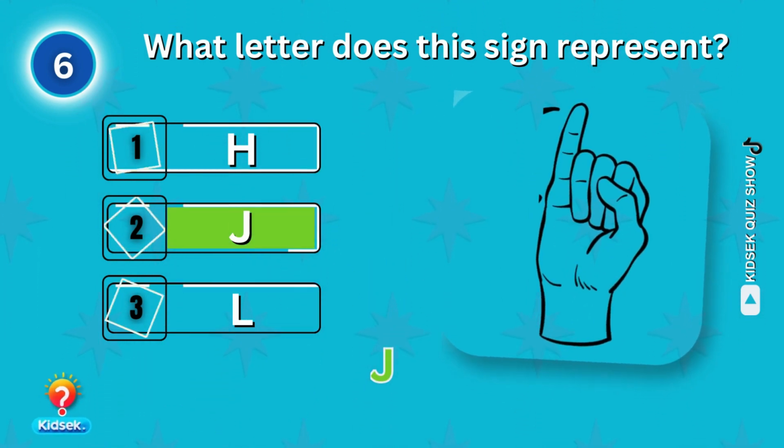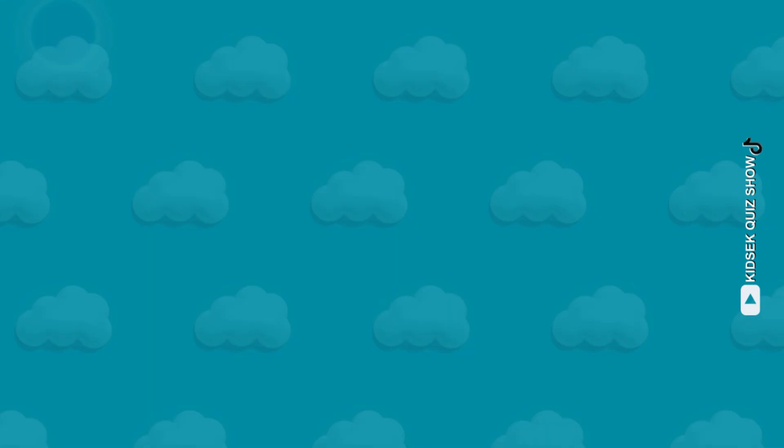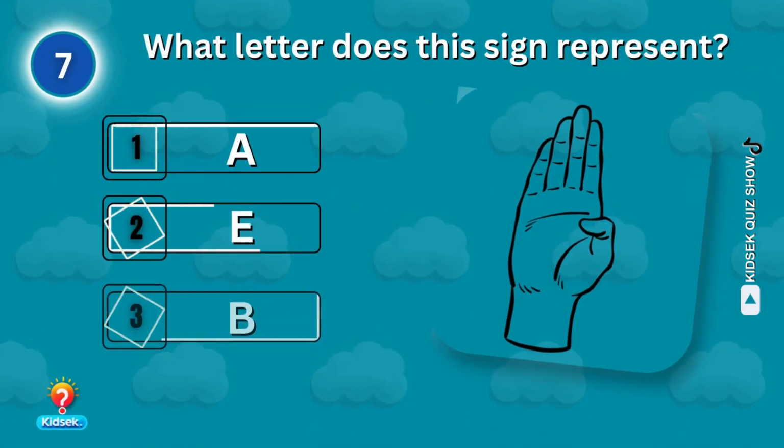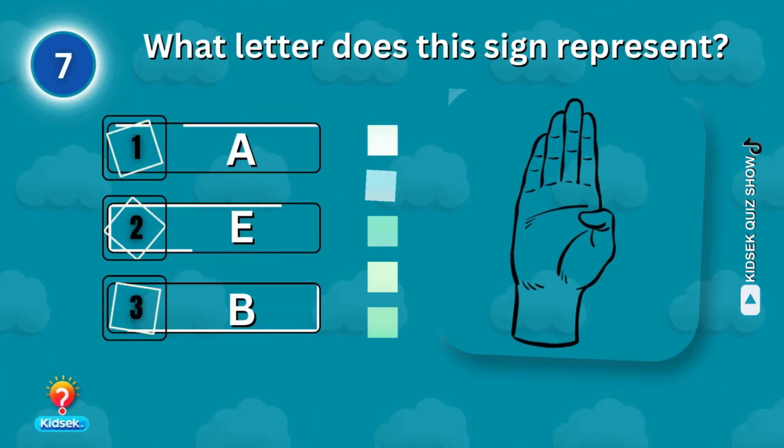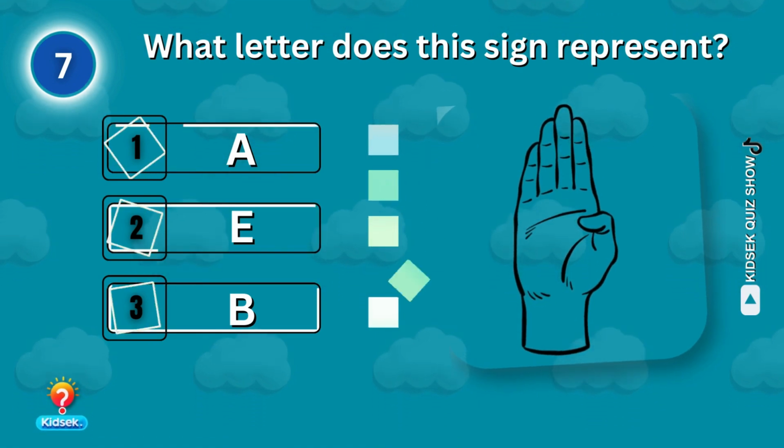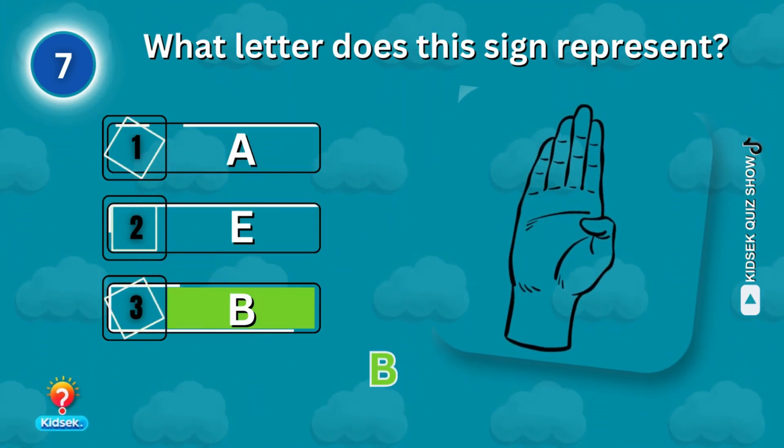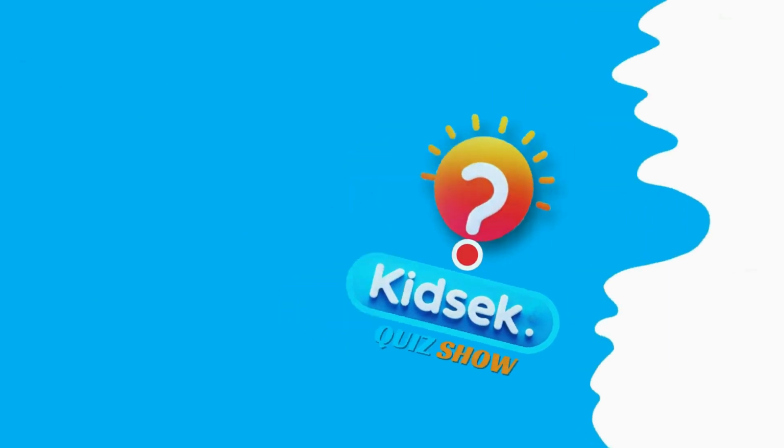J. On the next one, A, E or B? It's B. All four fingers together and the thumb is in front.